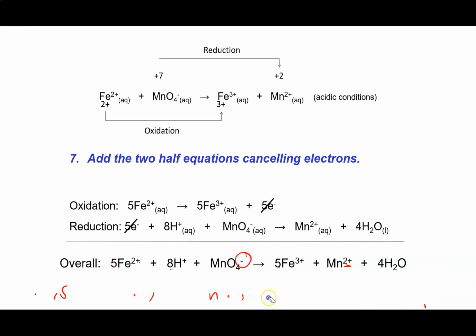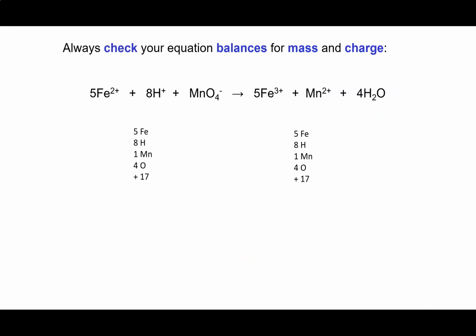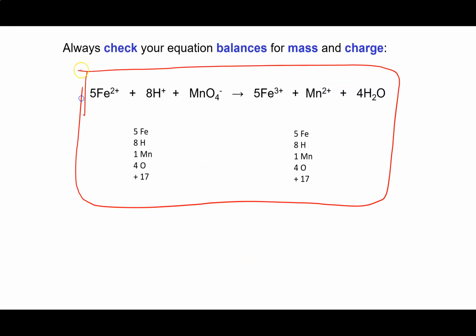Okay, so that's it. Now, what is step 8? Step 8 begins with if basic conditions. It said that this was acidic condition, so we don't have to worry about step 8. We're done. Okay, we're done at this point. So just one last thing, again, as I said, always check your equation for your balances for both atom type and also total charge. Okay, so you're done.